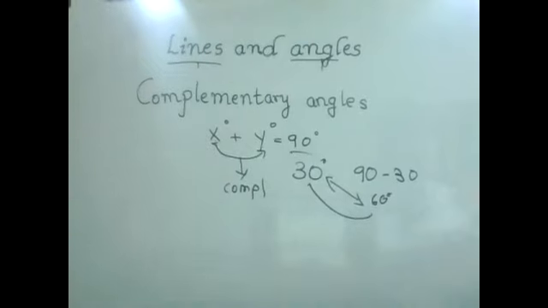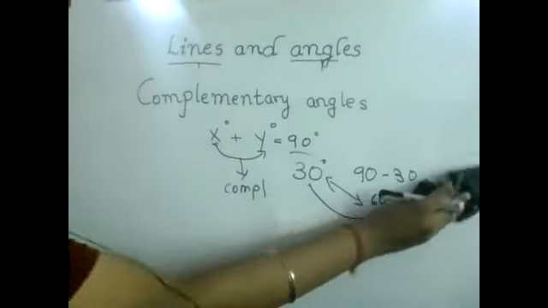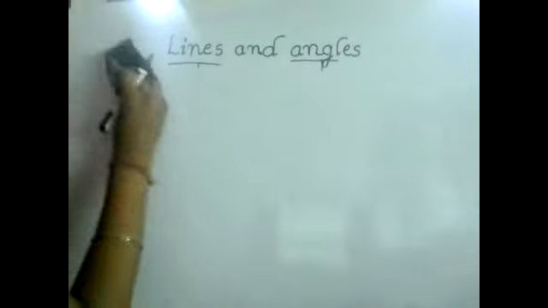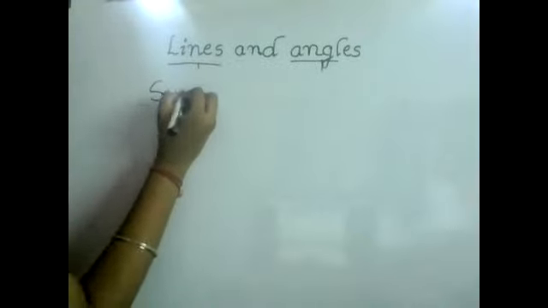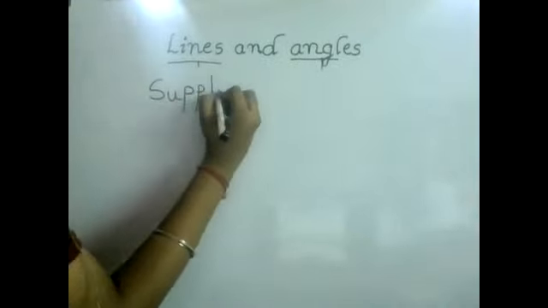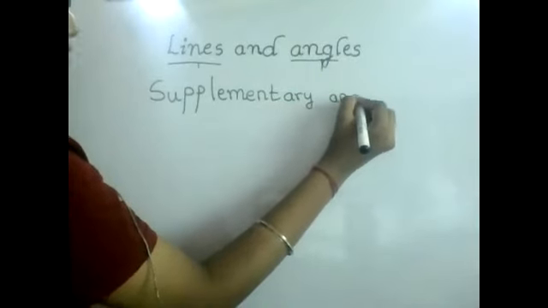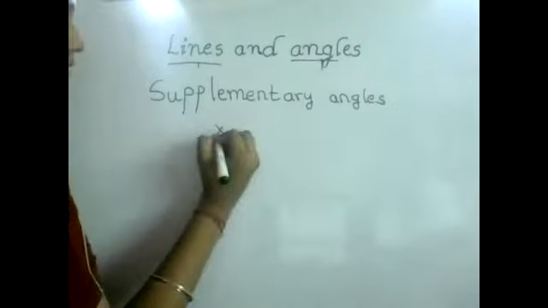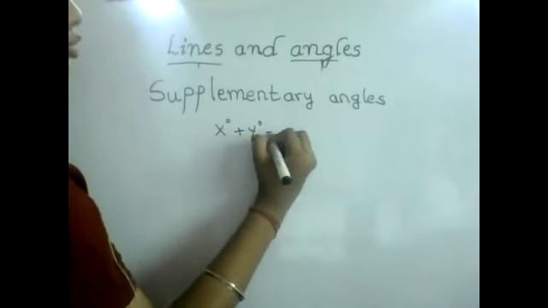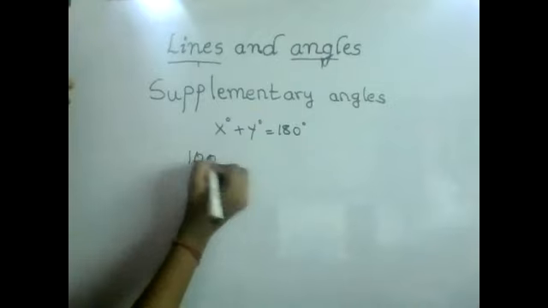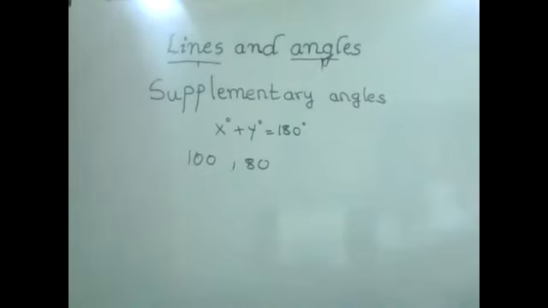Next we are going to see what supplementary angles are. Supplementary angles means the sum of the two angles is equal to 180 degrees. For example, 100 degrees and 80 degrees are supplementary angles.